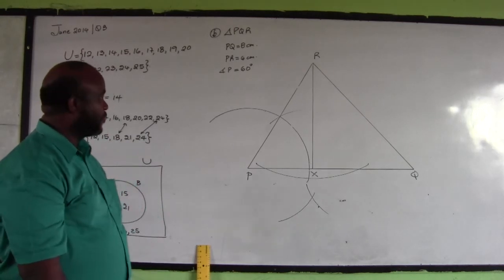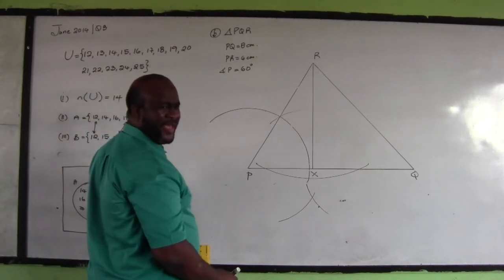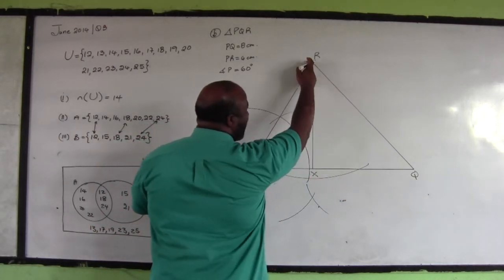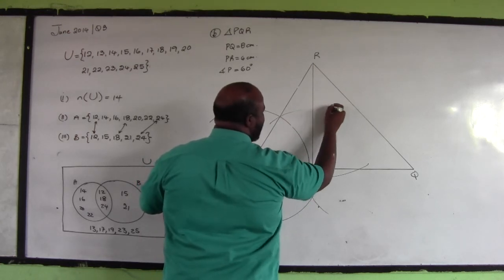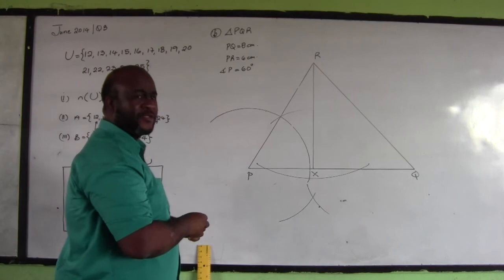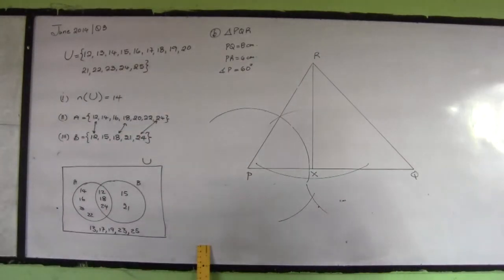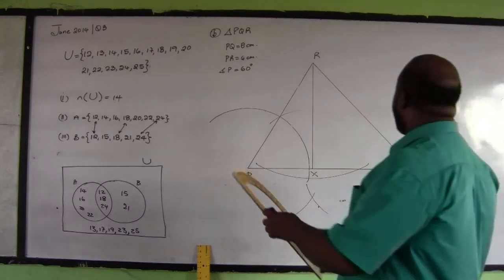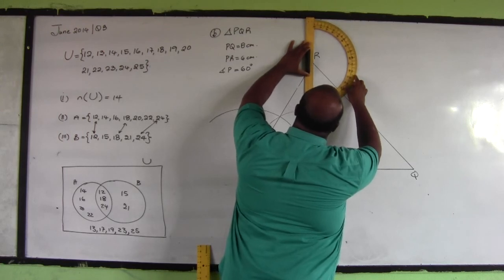Next question. Is it finished? Measure and state the size of angle QRX. You're measuring QRX? Yes, sir. I want you to measure this angle. I don't think it's 45, but I could be wrong. Let's find out. To measure that angle, you need a protractor. So let's use our protractor and measure it. I'm hoping I'm wrong.